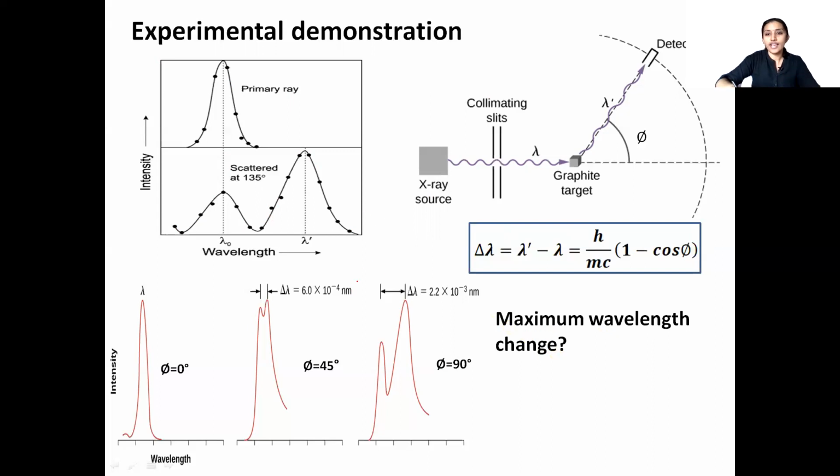Okay, so when phi, the angle for the scattering of photons, is found to be 180 degree, then the Compton shift would be twice that of the Compton wavelength. So this is the maximum shift that we can expect in the case of this experiment.